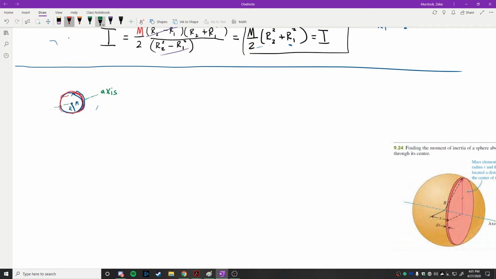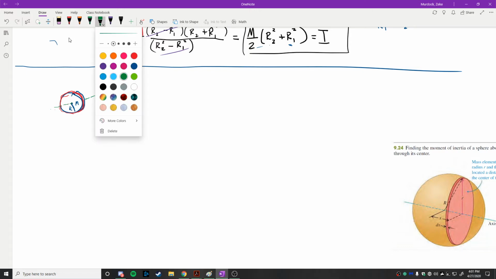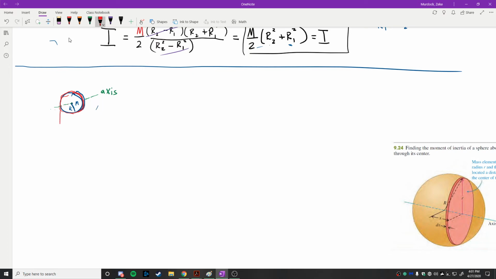And then to our string that's been wrapped around here, we're going to say that there is a mass, and this thing is going to have a mass of little m, and it's going to start off at a height that we're going to call h above the ground. This is the ground.